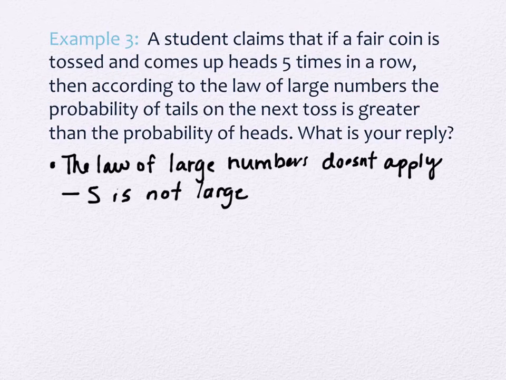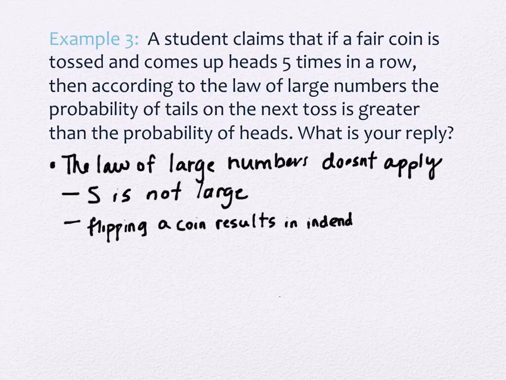Okay? If you have 5 children, I would say it's a large family, but that's not what we're talking about, right? 5 is not a large number. However, even if it were a large number, these are independent outcomes. So we'll say it this way: flipping a coin results in independent events.